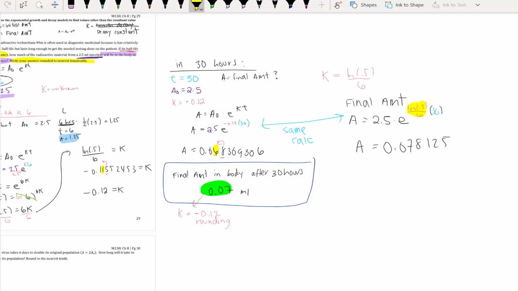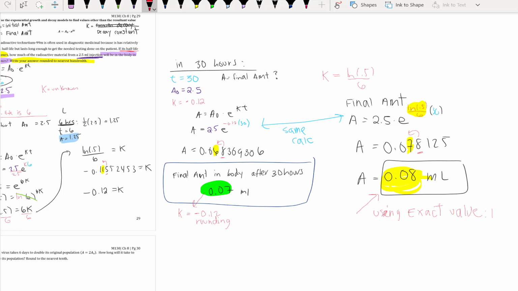So I'm going to get that A is equal to 0.078125. When I'm rounding this to the nearest hundredth, this 8 tells me to round that up. So I'm going to have A is equal to 0.08 mLs. So notice how rounding is going to change your answer. This is using the exact value, not rounding the k value.